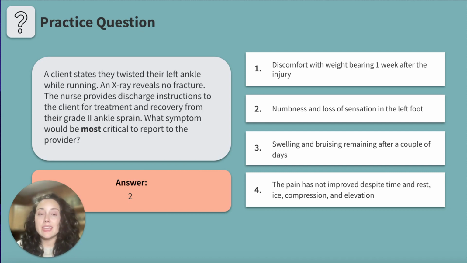So it looks like we could take options 1 and 3 out, because neurovascular compromise would be a higher priority, looking at those ABCs. Pain that does not improve with interventions can be indicative of a need for further diagnostic imaging or treatment. While important for follow-up, it's not as critical as neurovascular compromise, so it looks like option 4 would be out as well. It all goes back to the bold word in the question, most.